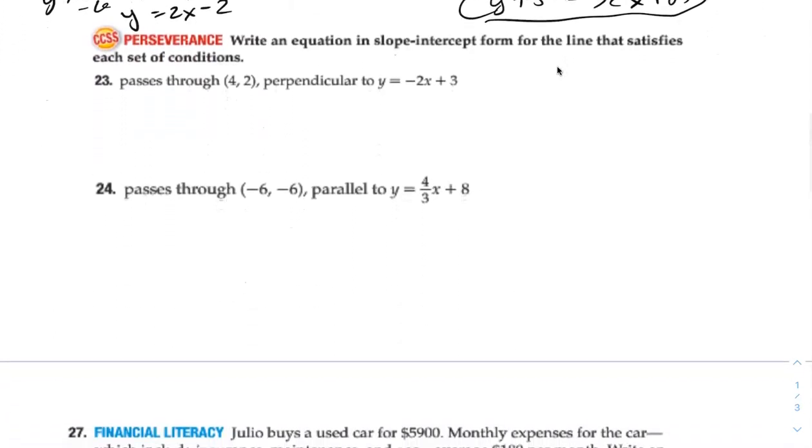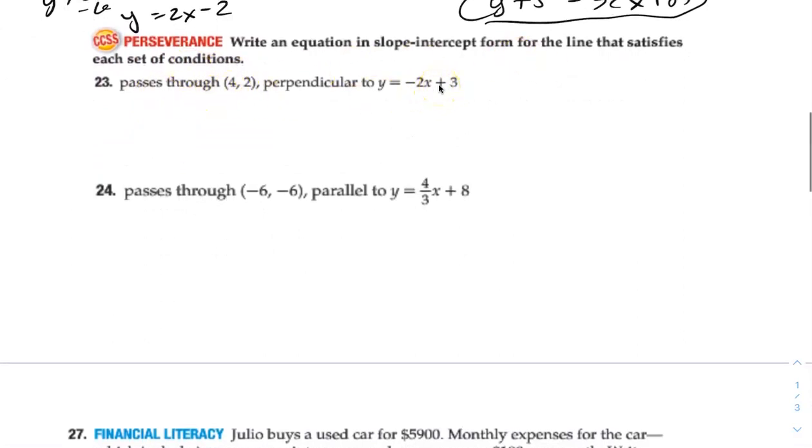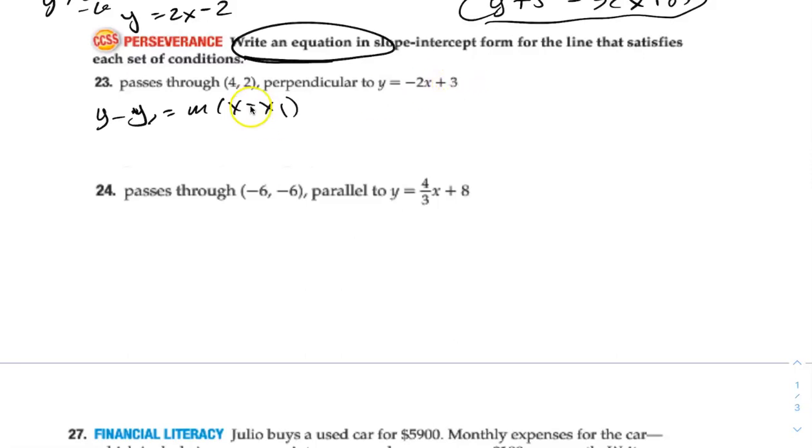Write an equation in slope-intercept form for the line that satisfies a given condition. Passes through that point and perpendicular to this line. So again, anytime I write an equation, I'm automatically putting that point-slope form down. And they tell me that it passes through 4, 2. So there's my x1, y1. That's 4 and that's 2.